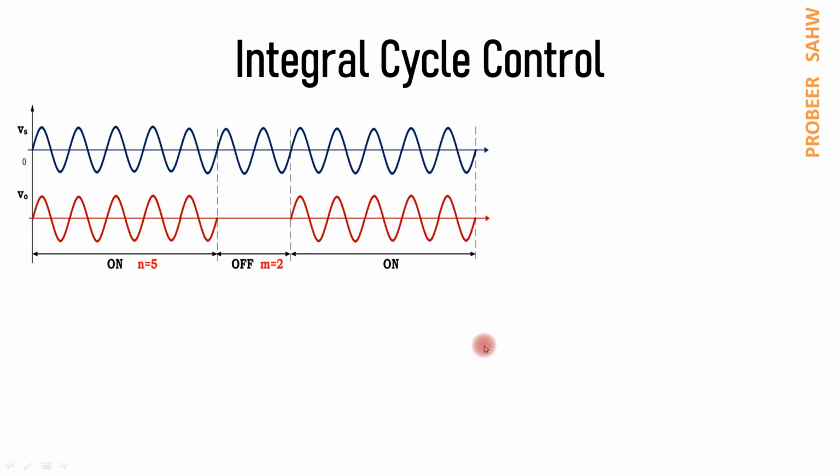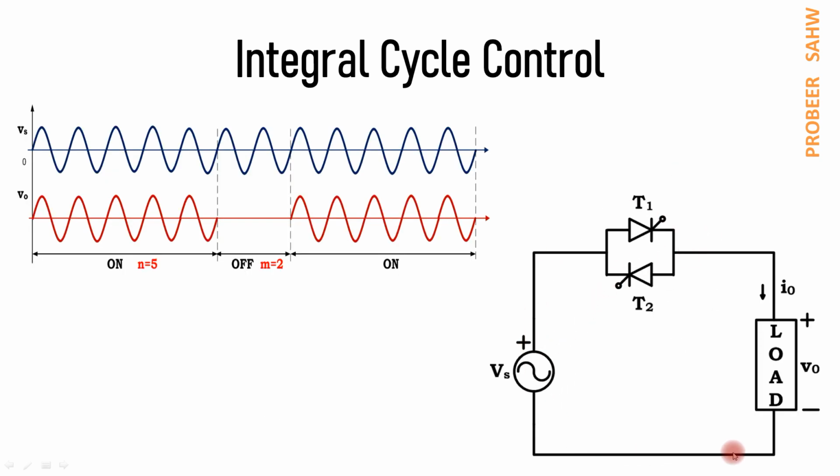We can have a very simple circuit to obtain integral cycle control. There are two thyristors T1 and T2 in anti-parallel through which the load is connected to the source. In the positive half cycle, thyristor T1 will be activated and current will flow from the upper terminal of the source through T1 to the positive terminal of the load. So output voltage and current will be positive. In the negative half cycle, thyristor T2 will be fired. Therefore, current will flow from the lower terminal of the source, go to the negative terminal of the load and go back to the source through thyristor T2.